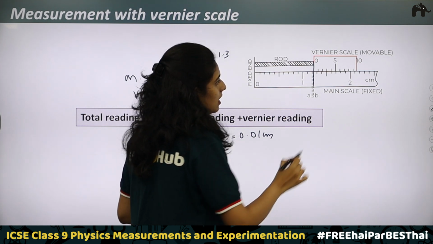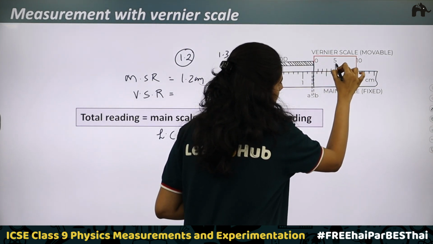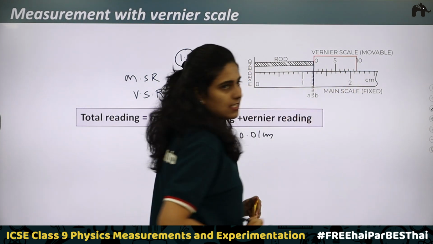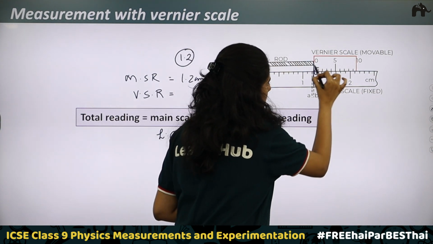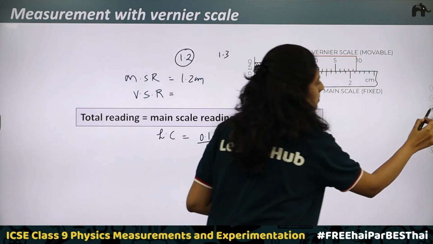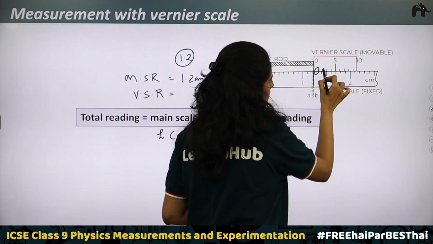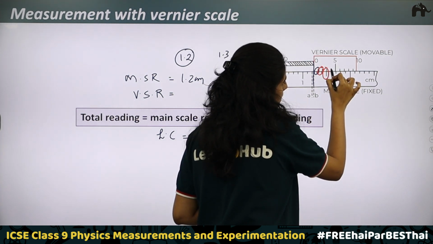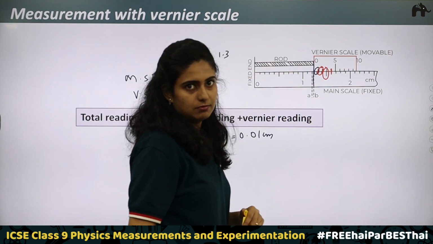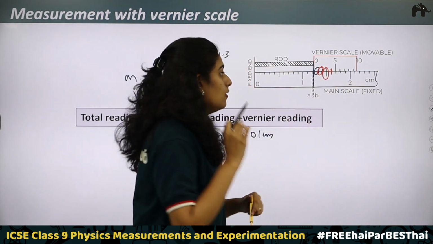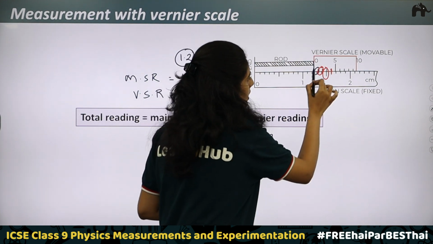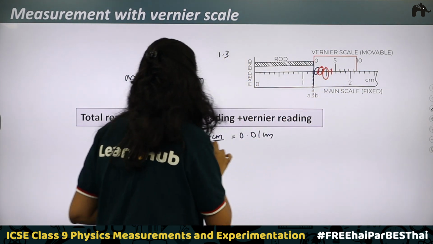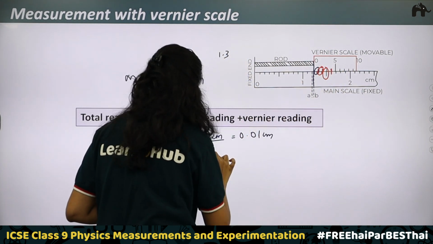Next you should find the line that is coinciding with a line on the main scale. Take this. Is it coinciding? No, right? The next one, when you check, is also not coinciding. This is not coinciding. But when you take this, these are coinciding. Yes, these are coinciding. So we have to take the value. This is 1, 2, 3, 4. This coinciding value we take as P. P is equal to 4.